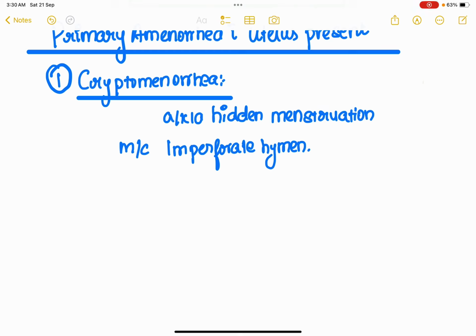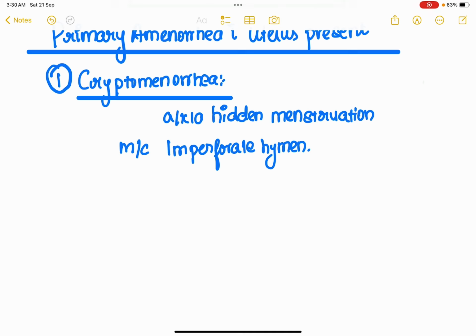That is termed as cryptomenorrhea because everything is normal in this female. The female's karyotype is normal, external genitalia is normal, internal genitalia is normal, FSH, LH, everything is normal. From the hypothalamus, GnRH is getting released. It acts upon the anterior pituitary, releasing FSH and LH. This acts upon the ovary, and estrogen and progesterone are released. Estrogen and progesterone act upon the uterus, and every month cyclical menstruation is going to occur.